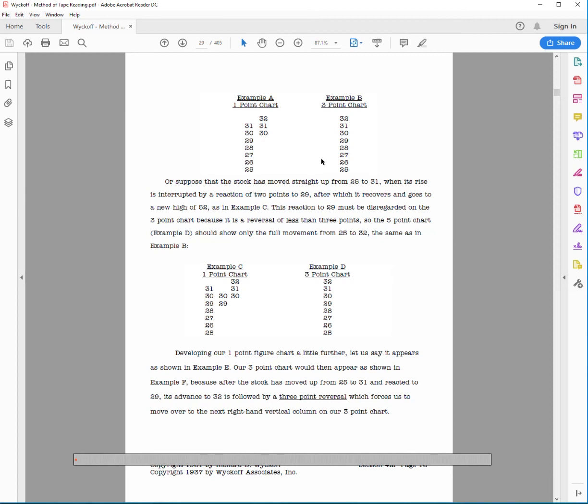The box size. If you use a one box reversal, let's say you use a box of one, then that's a 1% change on a $100 stock. But if you use a box of one on a $20 stock, that's like 5%. So obviously, you can't use one on a $20 stock.